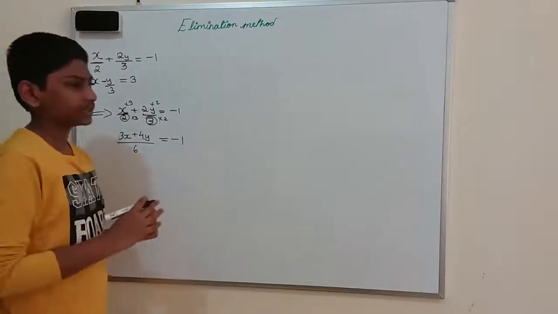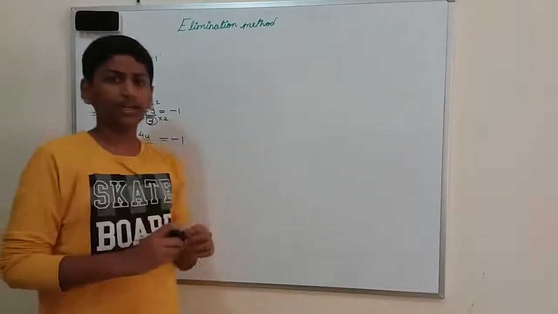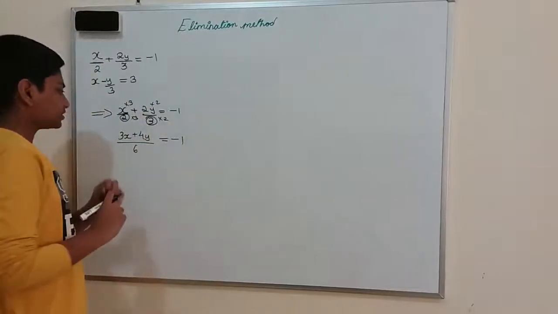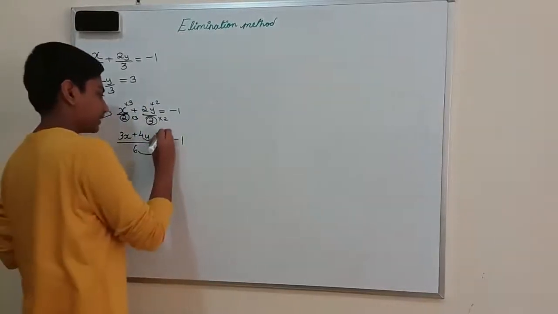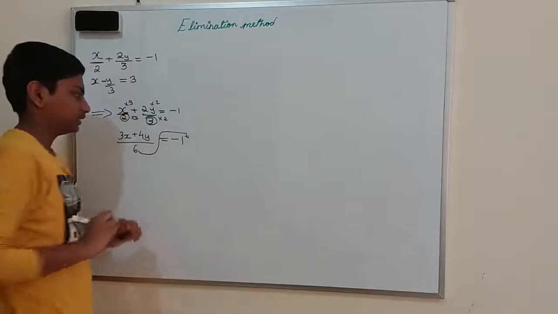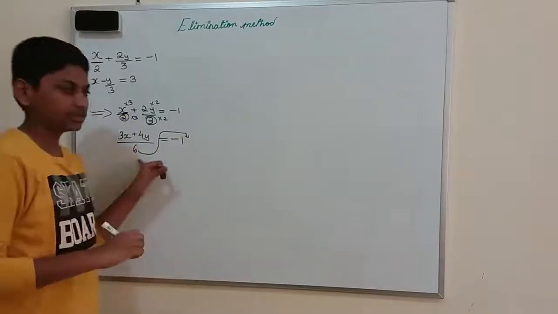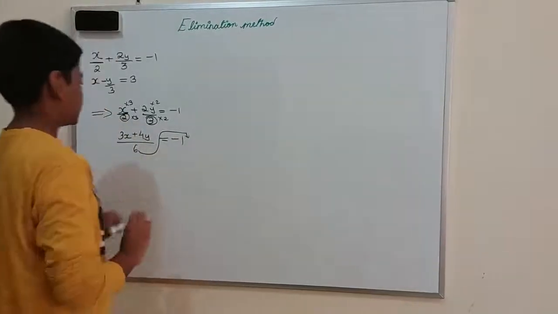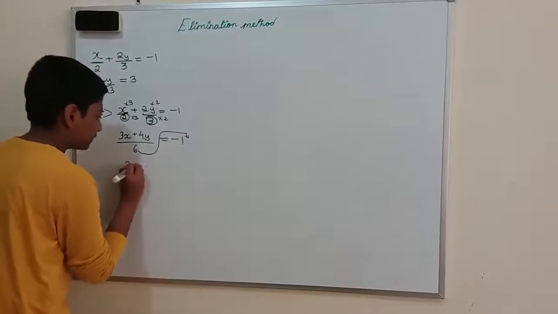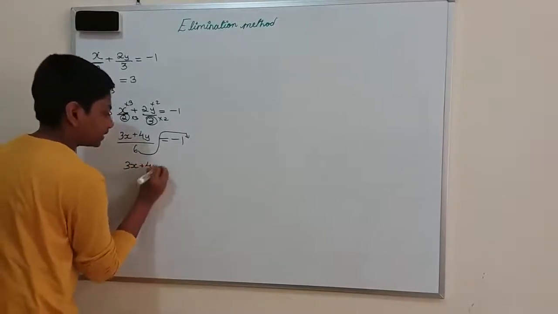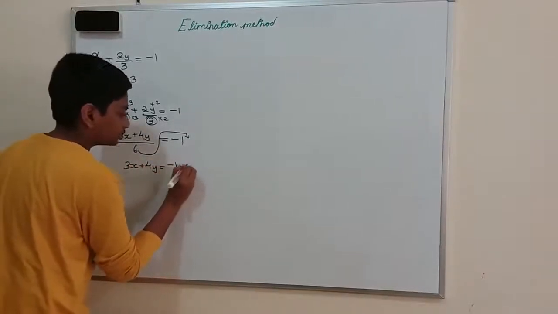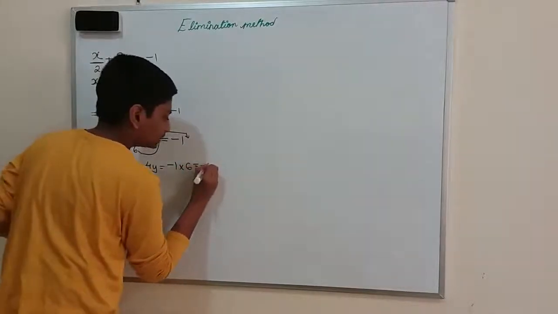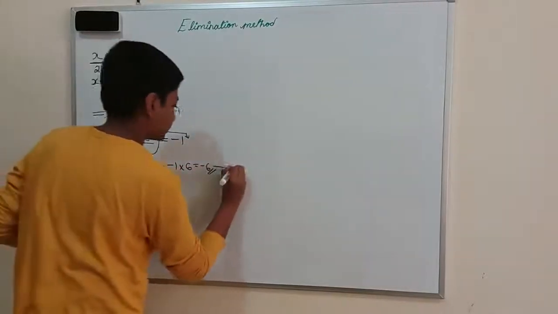But I cannot leave it like that because I need it in a perfect number. But still this is in a fraction number. So what should I do? I'll just make this to the left hand side. To the left hand side, here it is in division. So here it will be in multiplication. So 3x plus 4y is nothing but minus 1 into 6, which is equal to minus 6. Now we got the first equation over here.